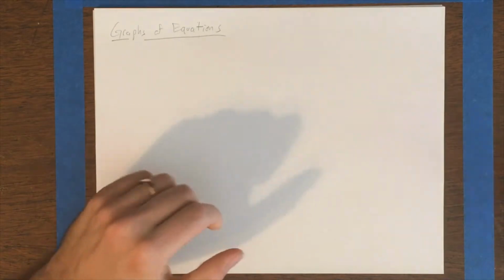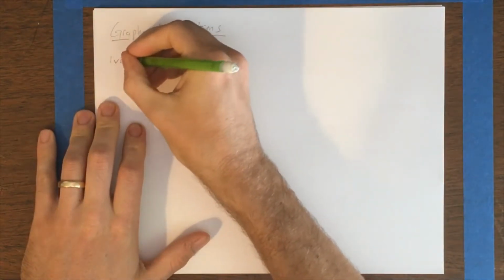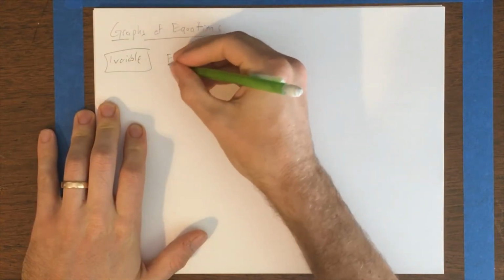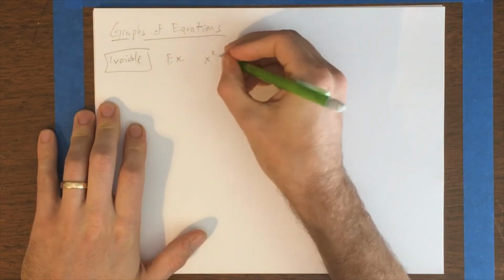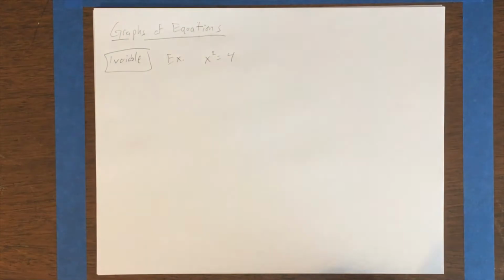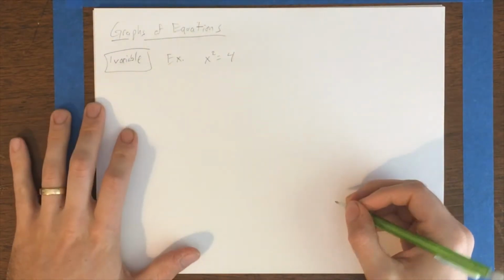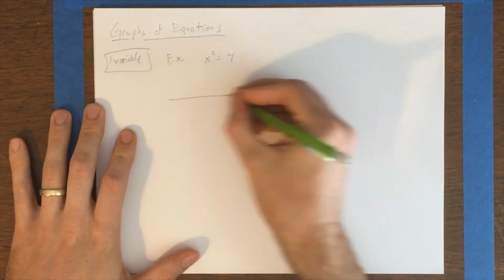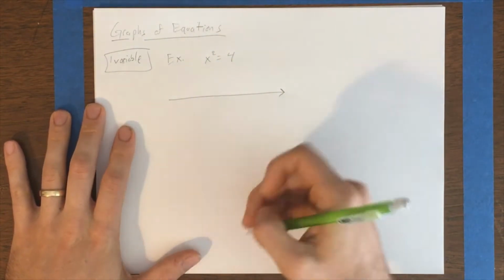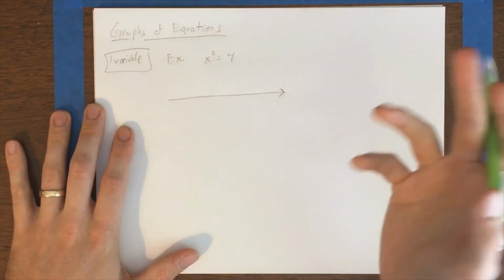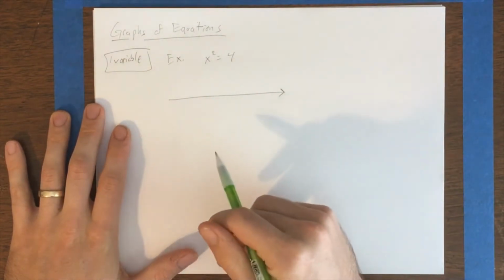All right, let's talk about graphs of equations. We're going to start with one variable. So we'll look at an example. Let's take x squared equals 4. Since there's one variable involved here, we're going to have a one-dimensional continuum. This would be like the x-axis, but that's the only axis there is. So we know this as a number line.